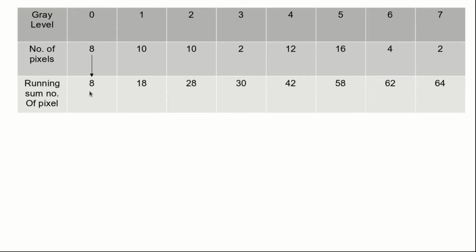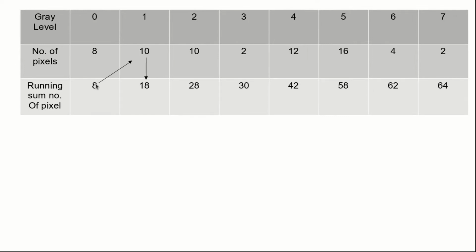Now what we have to do is add 8 to the previous row's adjacent cell, that is 8 plus 10 is 18, and the next is the same: 18 plus 10 is 28, 28 plus 2 is 30, and so on up till 62 plus 2 is 64.